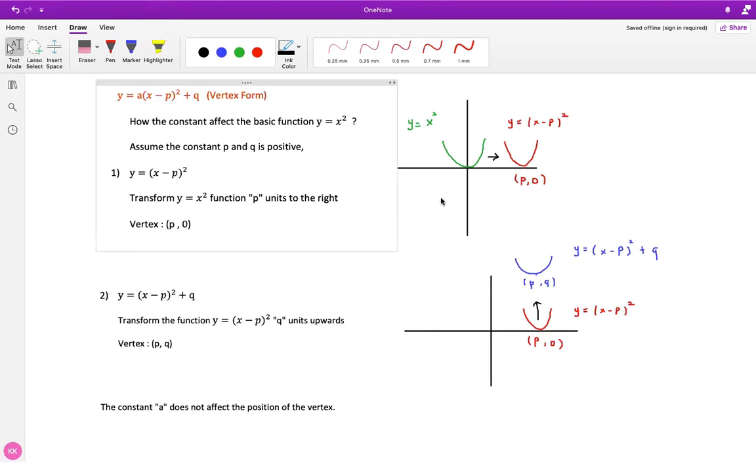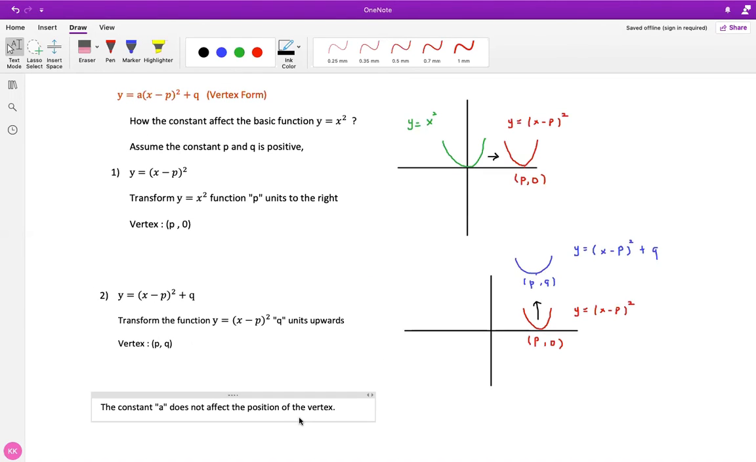Then I take this function and transform it q units to the top, and this is the equation of the function y = (x - p) squared + q. Since we transformed the function q units to the top, the vertex is (p, q). So the constant a does not affect the position of the vertex.